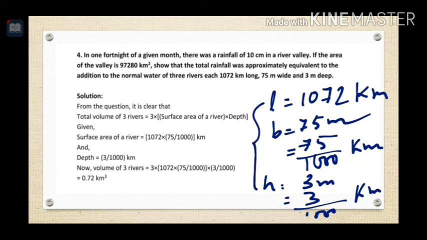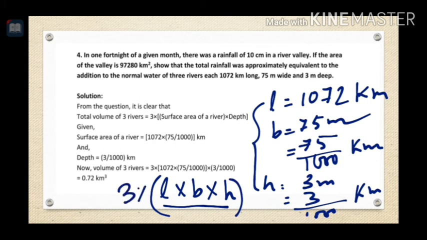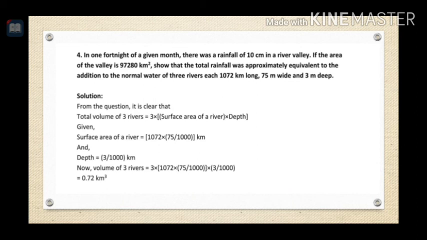By using these 3 values, and if you use the L into B into H formula, you will get the volume of each river. Therefore, the volume of 3 rivers will be 3 into this volume of each river. So ultimately we will get the volume of 3 rivers is equal to 3 into 10.72 into 75 by 1000 into 3 by 1000. If you calculate it, you will get 0.72 kilometer cube.